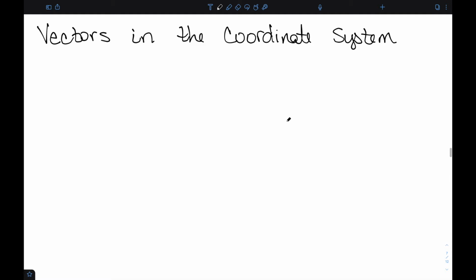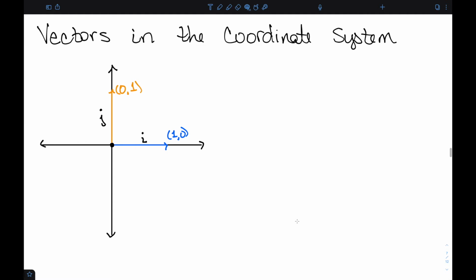Now that we've defined vectors geometrically, let's talk about vectors in the coordinate system. And I'm going to start by defining two very particular vectors. I'm going to start with the two vectors that start at the origin and extend along the positive x and y axis and have length 1. So let's start with that horizontal one.